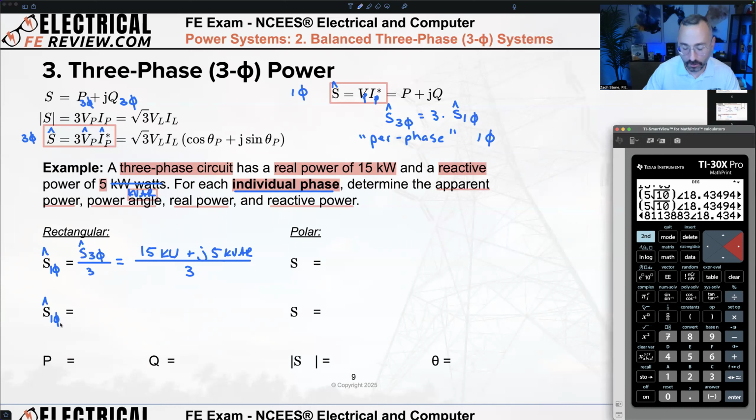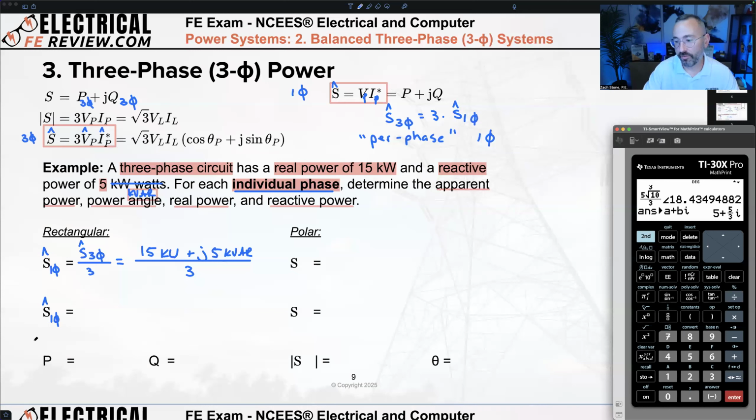All right, using my calculator, I'm going to type it in just like it looks. 15 kW plus j5 kVAR divided by 3. Again, I'm in polar mode, so the calculator is going to give it to me in polar. I have to go into my complex menu and tell it I actually need it this time in rectangular form.